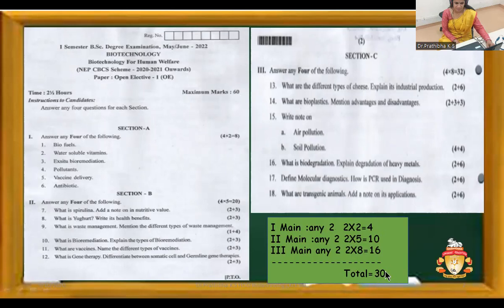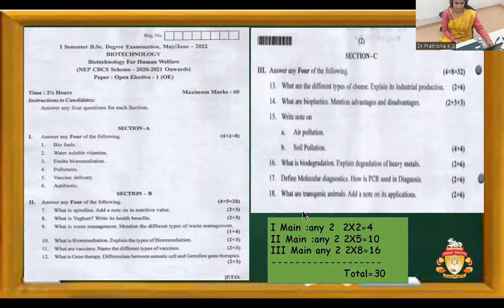test for 30 marks. Here, in the first main, any two you need to write, where each carries 2 marks, and the second main, any two you need to write, each carries 5 marks, so 10 marks. Third main, any two, each question carries 8 marks, and 16, so total 30 marks. We have the same thing reduced to 30. This is the main examination pattern and this is your internal test paper pattern.